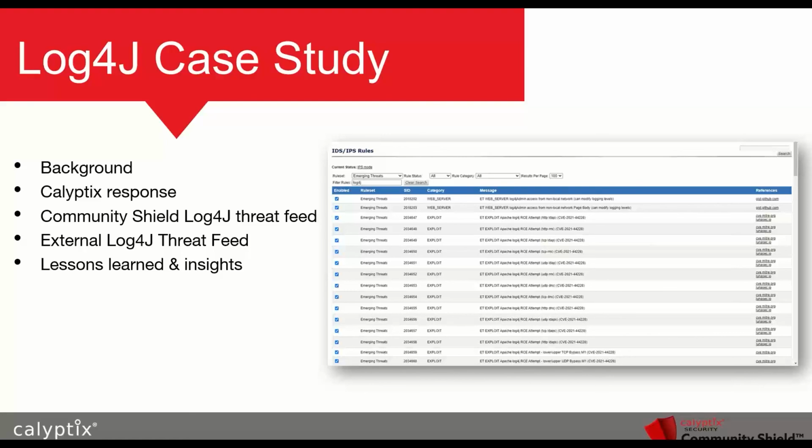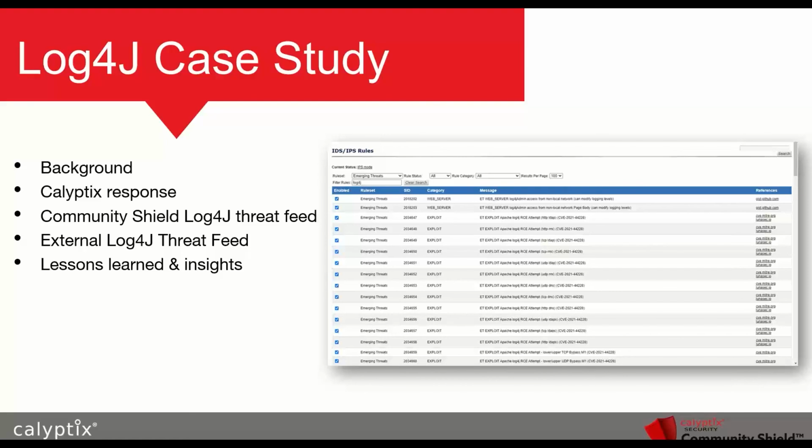So we'll pivot now to the Log4j situation. Lawrence, I'm going to get you just to walk through it. I think most folks know what it is, a vulnerability with the Apache... I'm blanking. It's okay. It's basically a Java logging library. Walk us through the background real quick, and then what you guys did immediately and how this impacted the Community Shield.